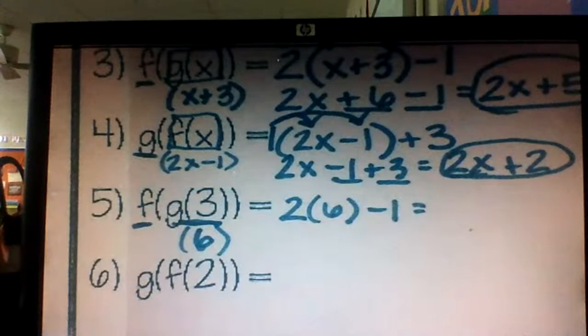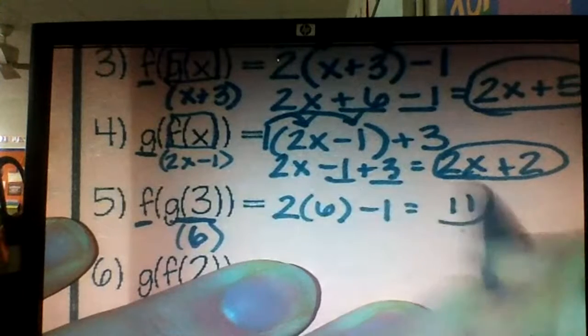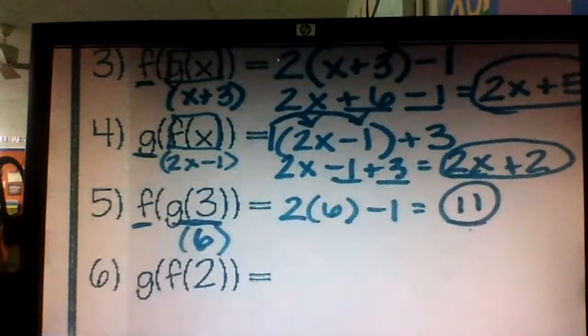So what's 2 times 6? 12, minus 1. 11. Perfect. Genius.